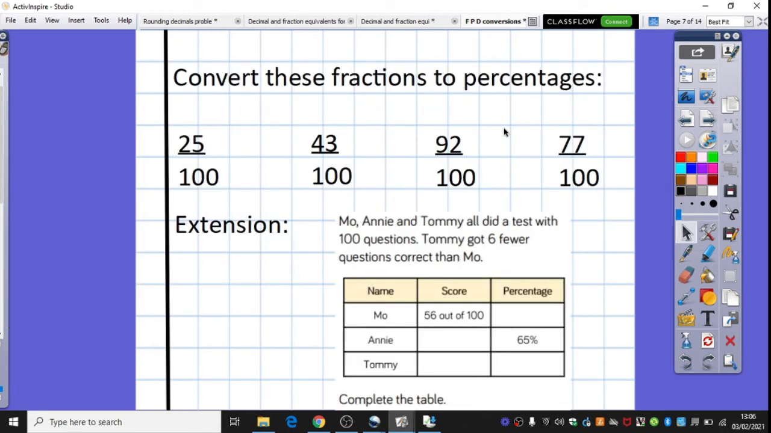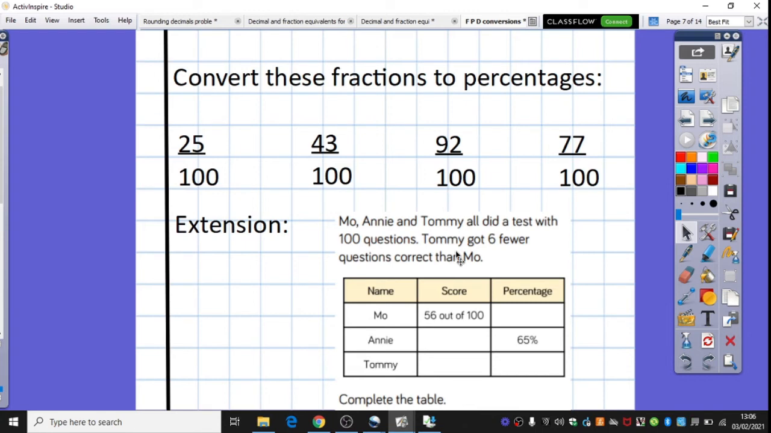Okay, so you might want to have a go then at pausing the video now, and all of these fractions you can see here are out of 100, and I'd like you to think about, what do you think the equivalent percentage must be? If you want an extension, there's a little problem here.